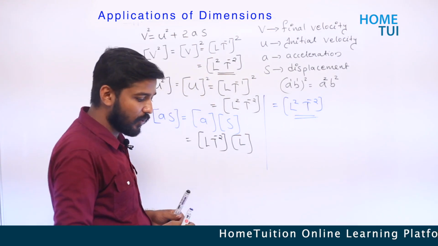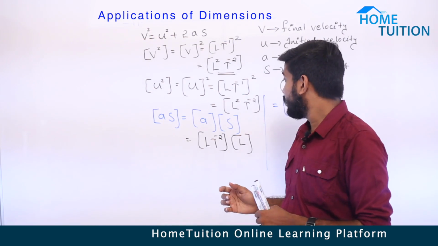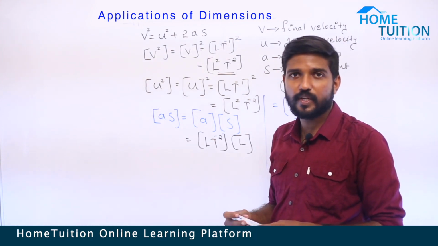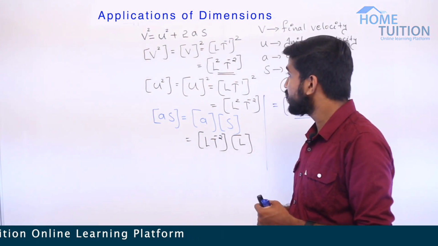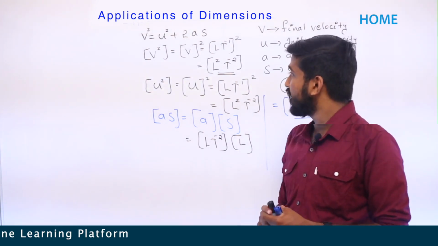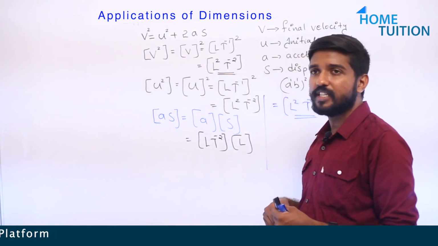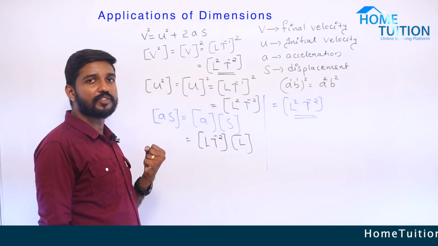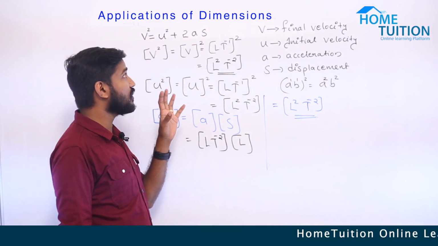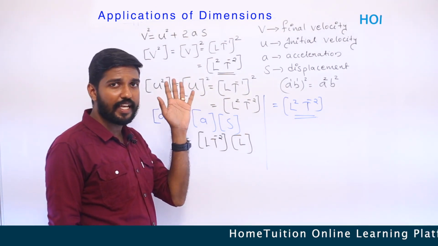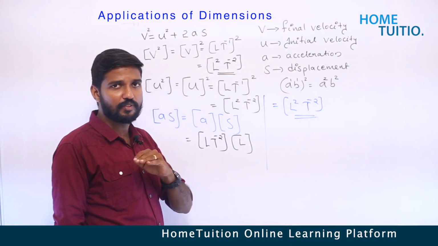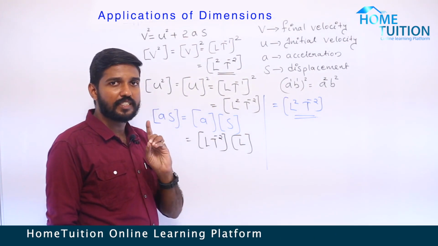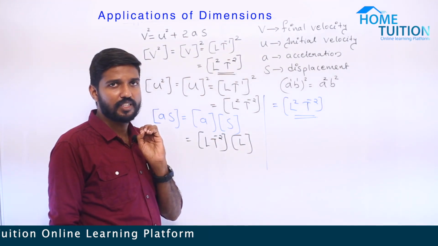Clear? See, so listen. We have 3 terms: V square, U square and As. What is the dimension of V square? L square t raised to minus 2, right? What is the dimension of U square? Again it is L square t raised to minus 2. And what is the dimension of As? It's also L square t raised to minus 2. As means 2As, and 2 is dimensionless, so you don't have to consider that. So all the terms, V square, U square and As, have the same dimension.